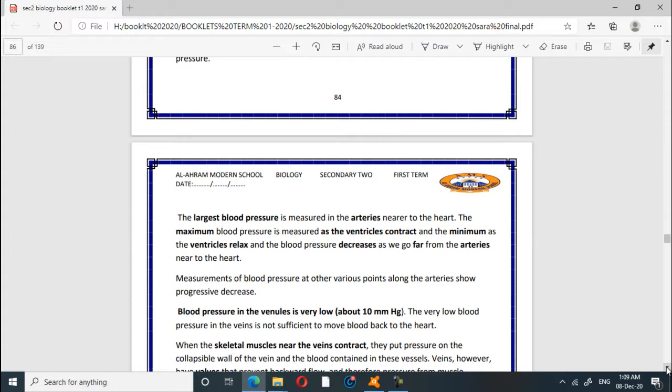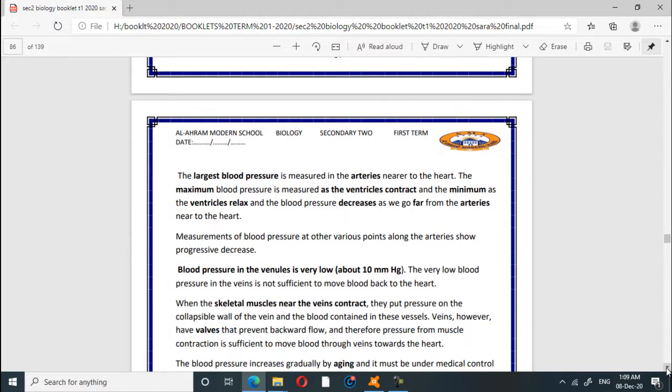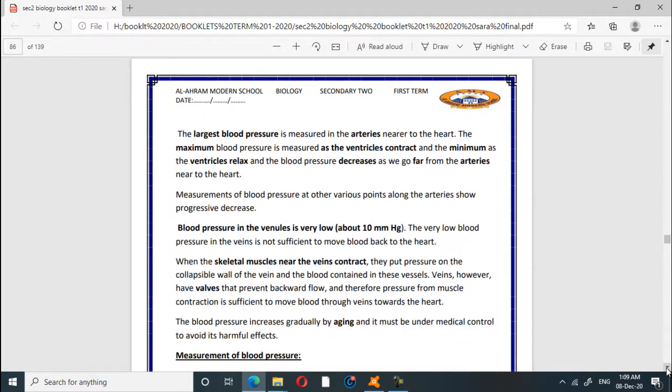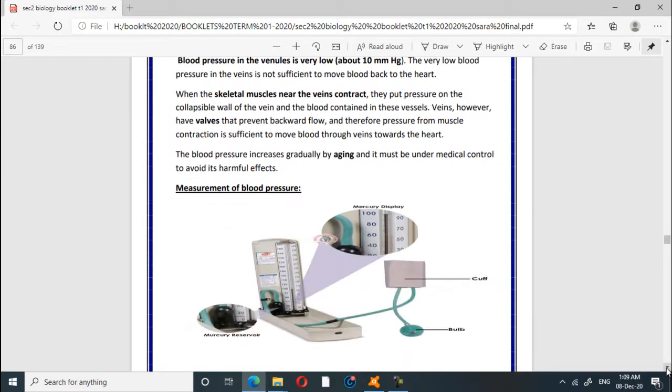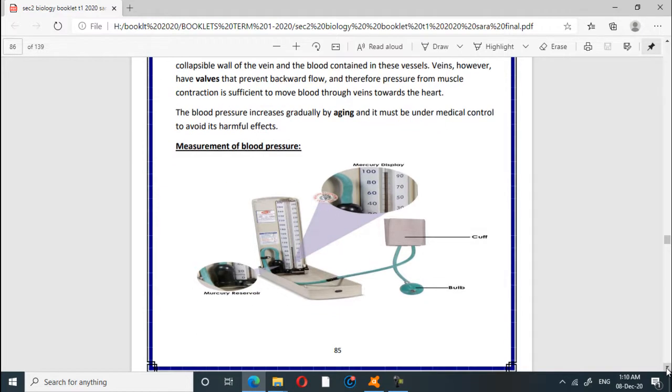So we measure the blood pressure in the arteries that are near to the heart, and the blood can move inside the veins by the action of skeletal muscles, which contract and relax to help the veins move the blood inside the body. The normal heart rate is 70 to 72 beats per minute, and it can increase during exercise or by the effect of illness or age. As you see here, it's a digital scale and a mercury tube.